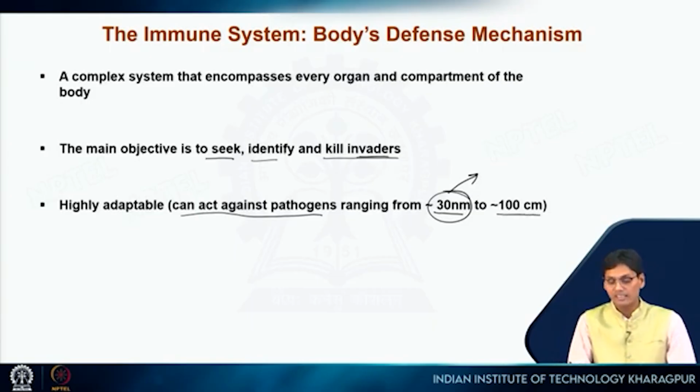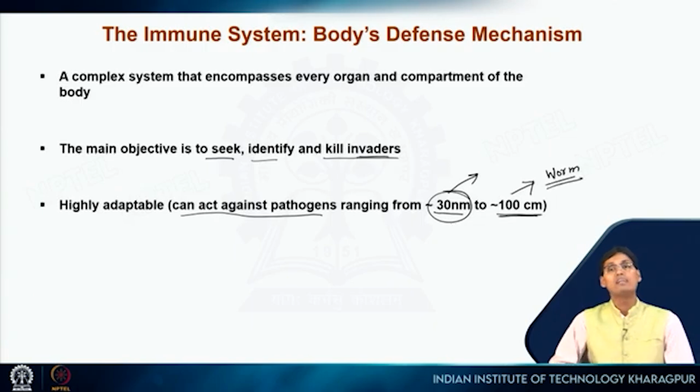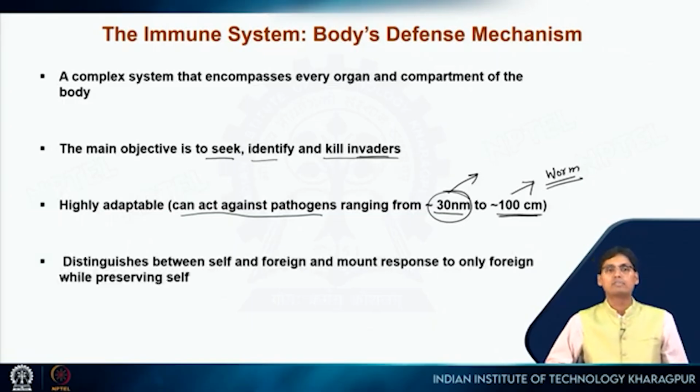And this is kind of surprising. We are mentioning that some pathogens are approximately 100 centimeters. Although this is rare, but yes, for example, some worm, I would say, right? But still, our immune system can take care of it. So it will destroy these also in a properly functional system. So that's why I'm mentioning this is highly adaptable.